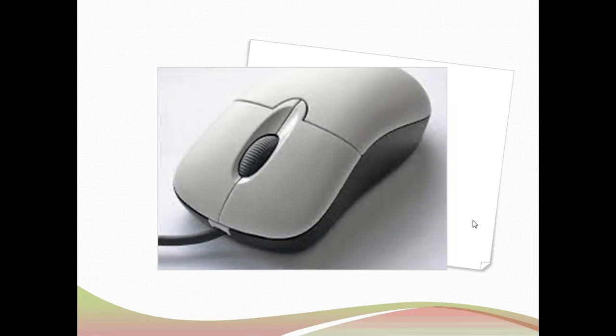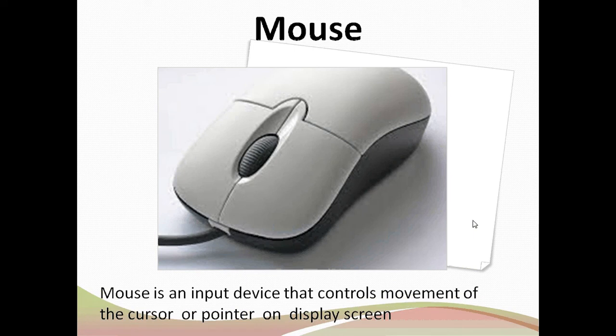Next comes the mouse. Mouse is an input device that controls the movement of the cursor or pointer on a display screen. What is a cursor here? Cursor is nothing but a small blinking line on a monitor, right? So the mouse controls that small blinking line. Whether we want to move the cursor to the right or to the left or to the middle or up, it can be done using the mouse.